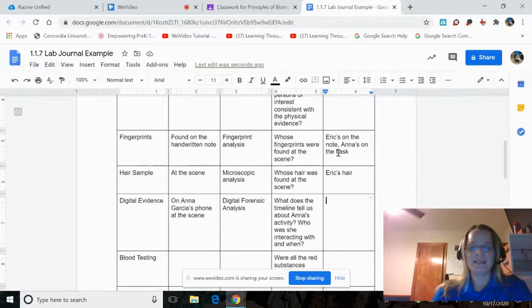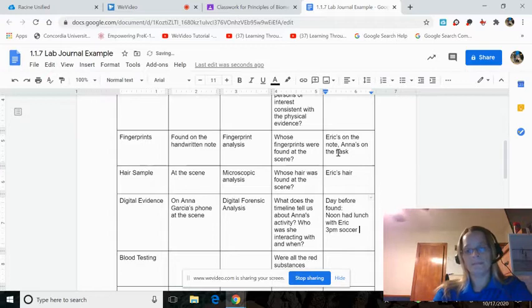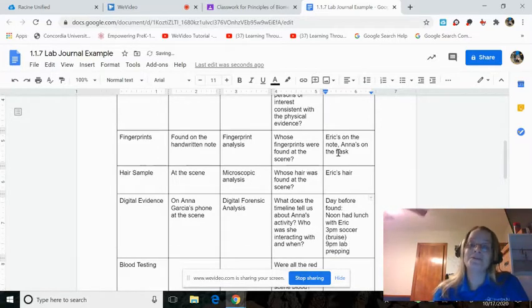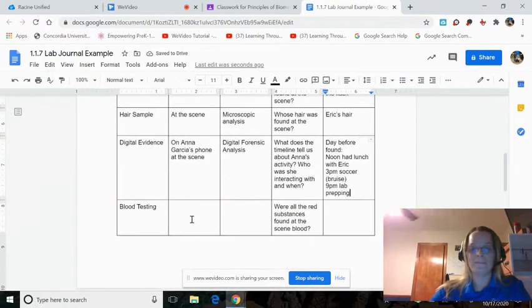I think it was at noon. This is all the day before she was found. At noon, she had lunch with Eric. At 3 p.m., she was at soccer and got a bruise. And at 9 p.m., she was lab prepping. Again, we've done all of this. You can look it up in 1.1.3.